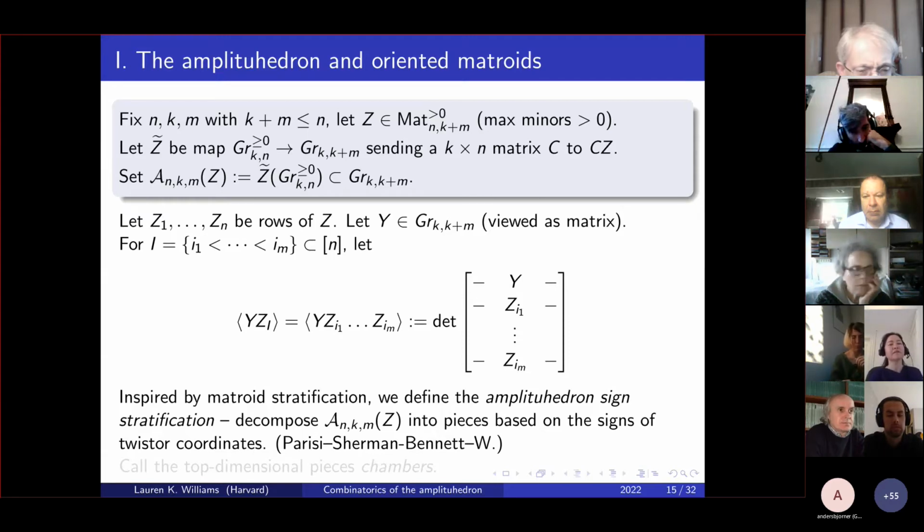So, okay, we have this amplituhedron. It lies inside the Grassmannian of k-planes in k plus m space. And for elements in this space, we have these natural twistor coordinates. So now what we want to do is partition the amplituhedron into pieces based on signs of the twistor coordinates. And we'll particularly want to look at the top dimensional pieces.